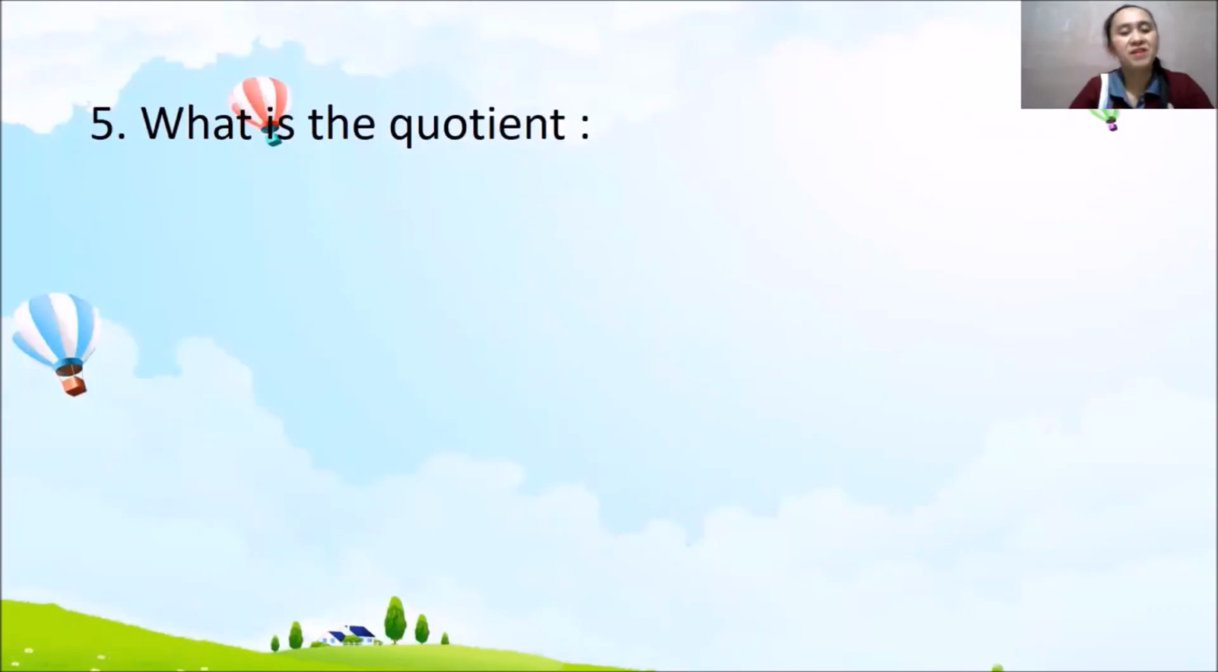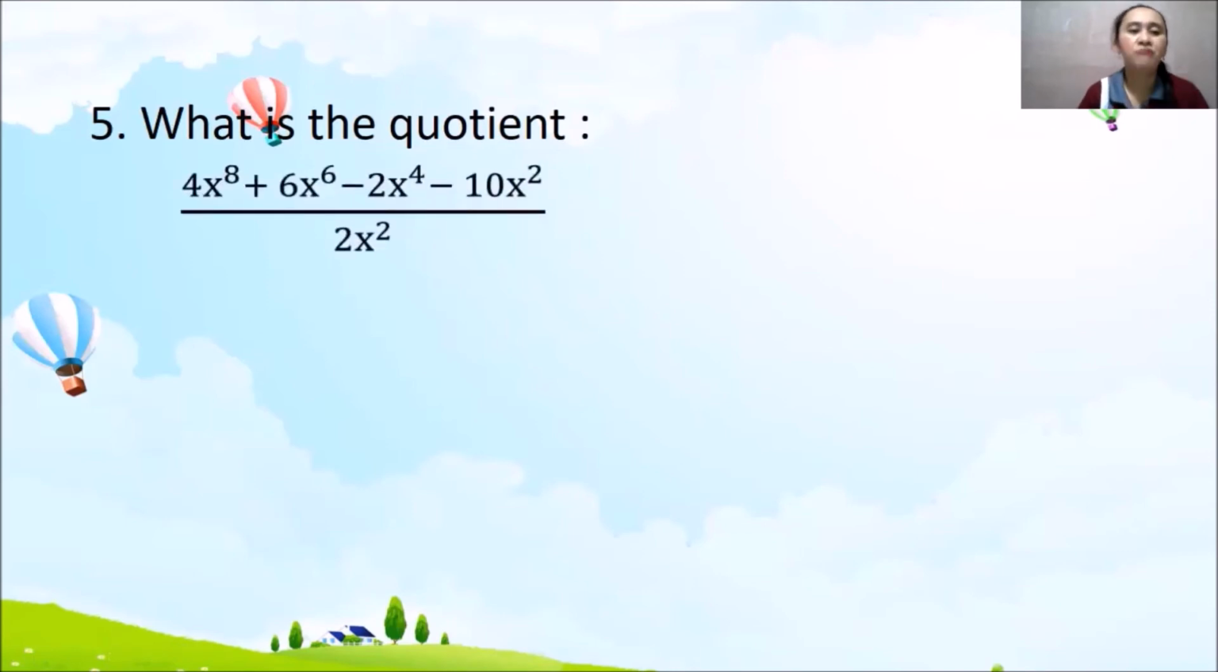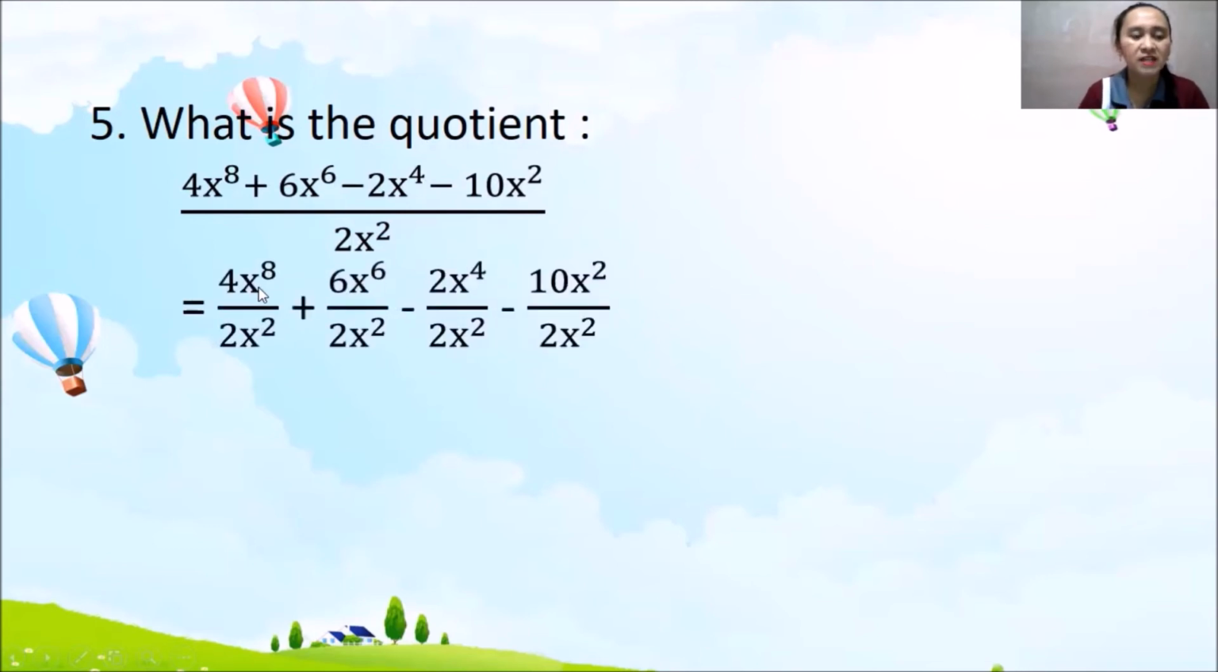Okay, number 5 example, what is the quotient of 4x to the exponent of 8 plus 6x to the exponent of 6 minus 2x to the exponent of 4 minus 10x squared all over or divided by 2x squared? I-divide natin siya by term, by 2x squared. So, it is equal to 4x to the exponent of 8 divided by 2x squared plus 6x to the exponent of 6 divided by 2x squared minus 2x raised to the exponent of 4 divided by 2x squared minus 10x squared divided by 2x squared.